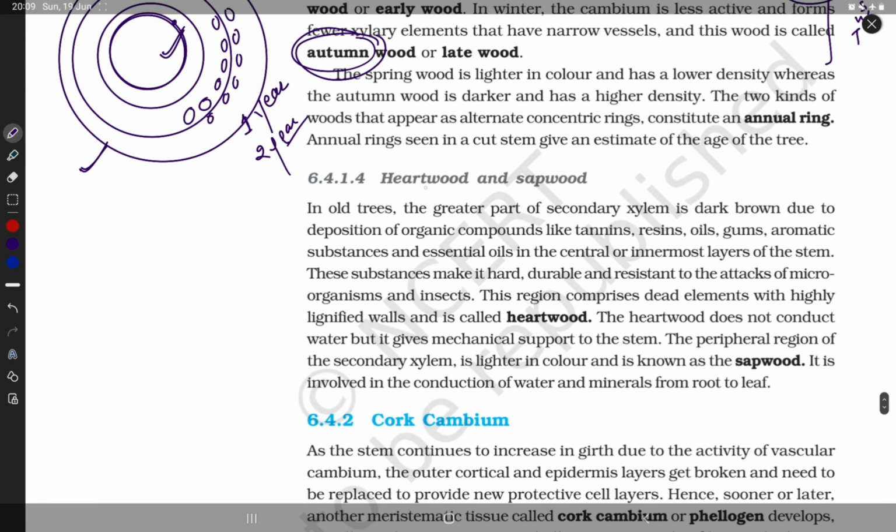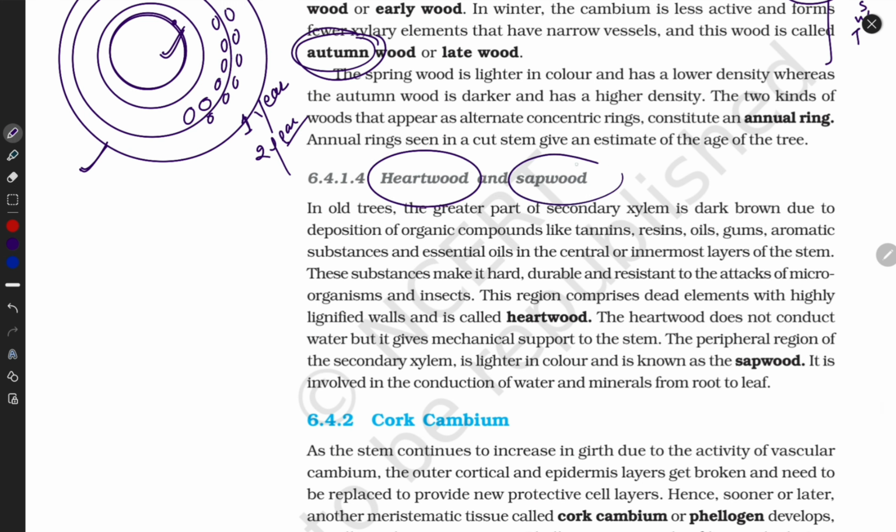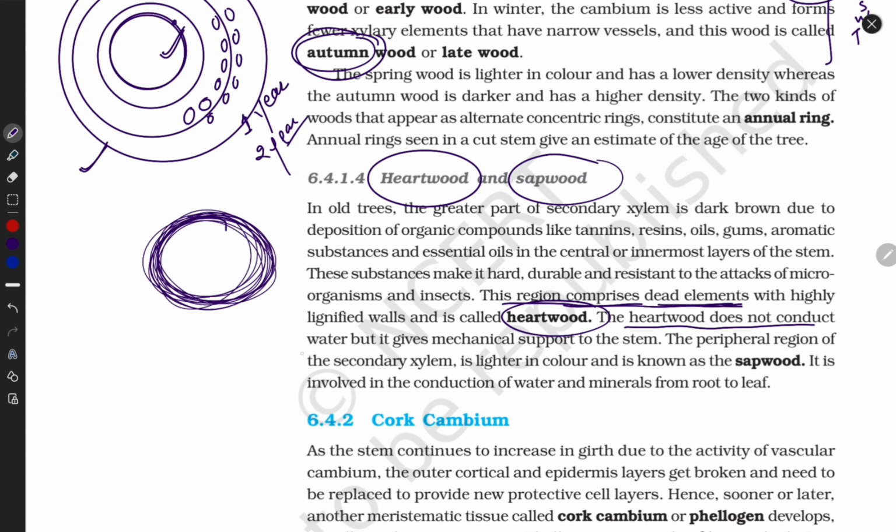Now guys, what is the difference between hardwood and sapwood? The region comprising dead elements, we call hardwood. It looks darker, the darkest ring. Look here, the darker ring. The hardwood does not conduct water, but it gives mechanical support. It does not conduct because it is dead now. Because they are dead, they convert into bark in future.